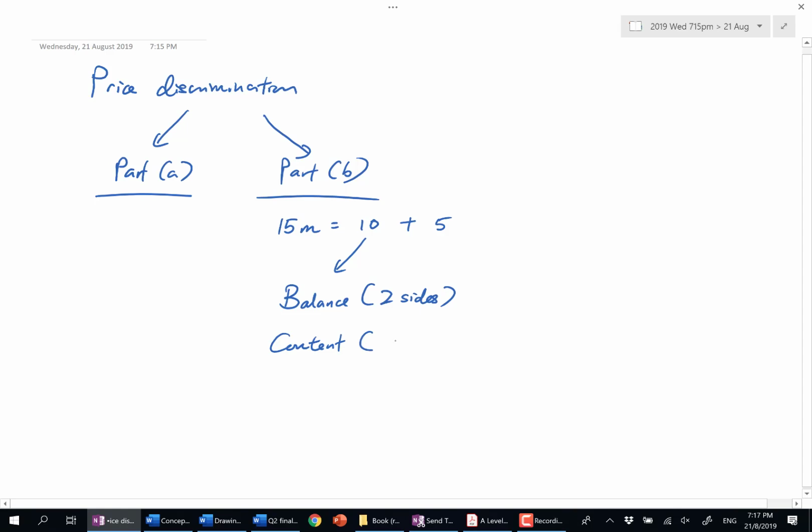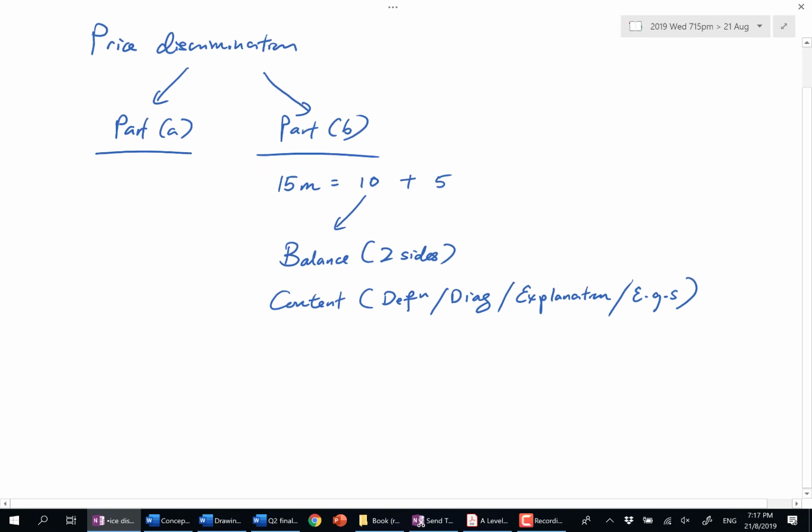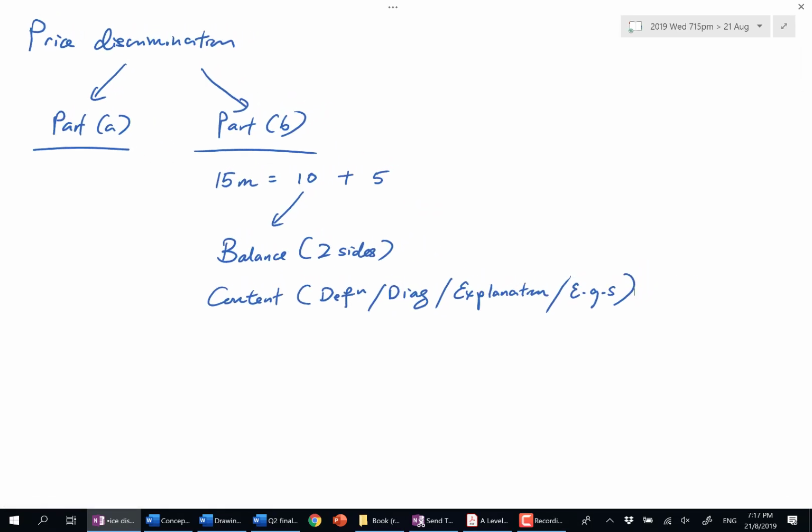When we say content rigor, that means you need definitions, you probably need diagrams, you need explanation, and then you need to furnish some examples. That's insofar as content is concerned. The last one is about the use of context. What is specific to the question? This could be in the preamble, or somewhere else, something really specific to the question.